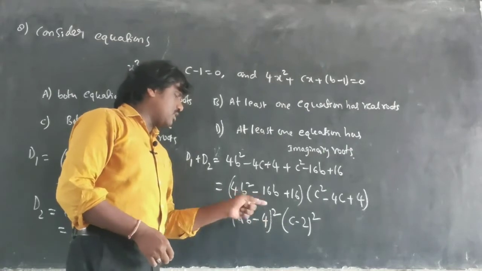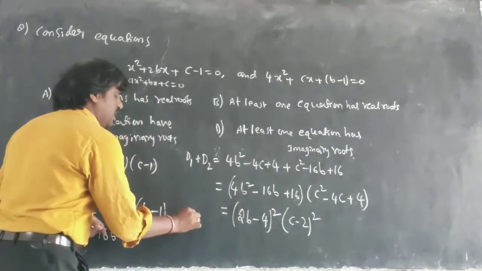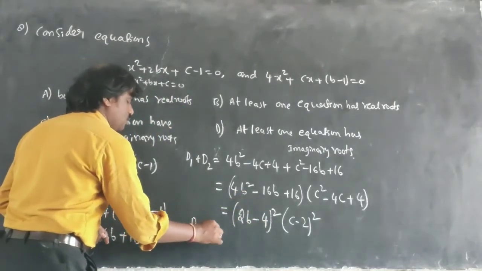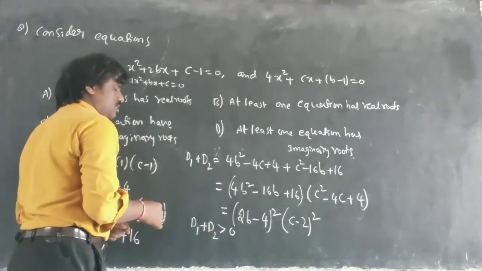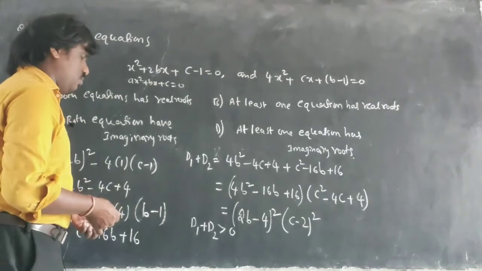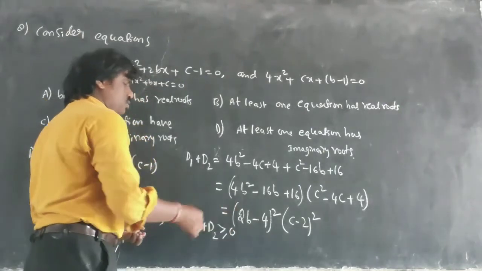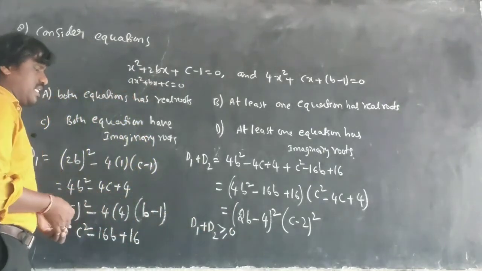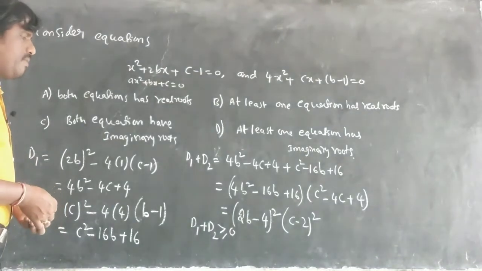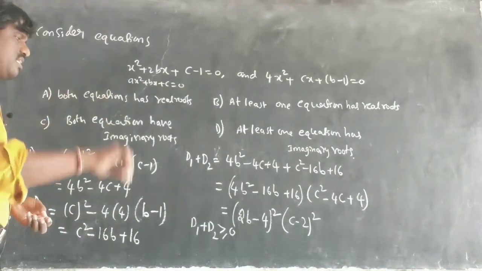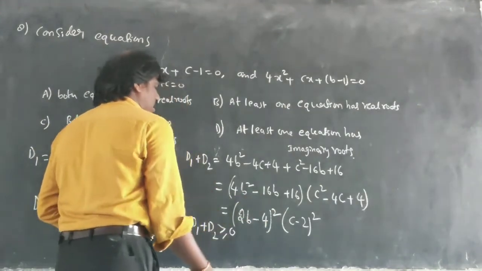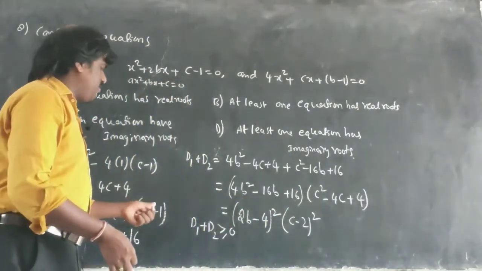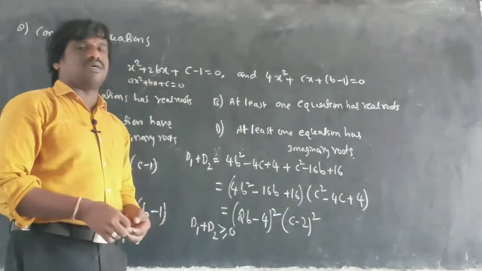Positive into positive is a positive. So d1 plus d2, we got greater than, and if it is 0 is possible, yeah, greater than 0 or greater than or equal to 0 also possible. If you take it as the square of any number, it is either 0 or greater than 0. Maybe this can get 0 or maybe it can get more than 0. So d1 plus d2, I got greater than or equal to 0.